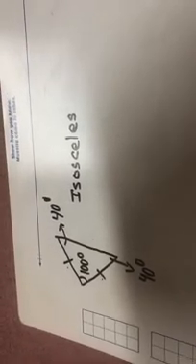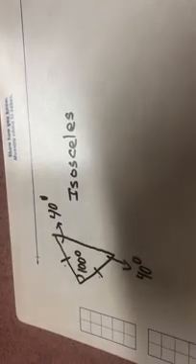Now if I want to classify it by angles, it is not an acute triangle because all the angles are not acute. I have one of the angles here that is bigger than 90 degrees, and acute angles mean they're all less than 90 degrees. So this is not an acute triangle. It is not a right triangle because it does not have one right angle. Remember, a right angle is 90 degrees. So there is not a 90-degree angle in this triangle, so it is not a right triangle. It is an obtuse triangle, however, because an obtuse triangle, remember, has one obtuse angle. An obtuse angle means greater than 90 degrees.